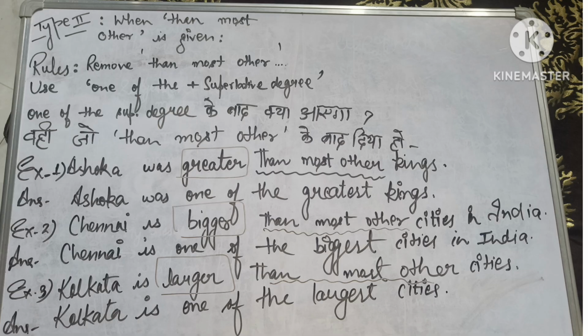For sentence number 2, "bigger than most other" will be removed entirely, and we will write "one of the biggest". Whatever is given after "than most other", you just rewrite: cities in India. Chennai is one of the biggest cities in India. Kolkata is larger than most other cities. Kolkata is one of the largest cities. So make sure you are removing the comparative degree and "than most other", and we will just write "one of the greatest", "one of the biggest", "one of the largest", and so on.